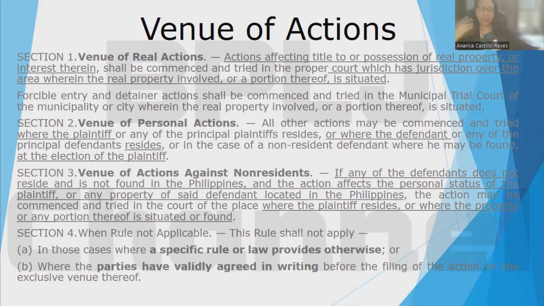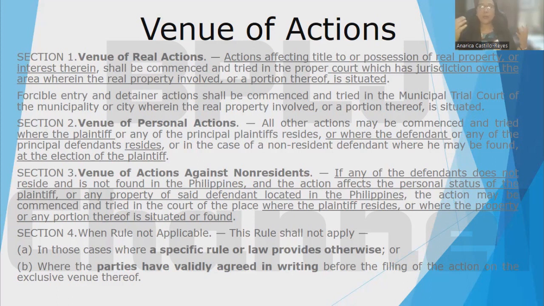However, can the parties, for example, stipulate that the venue of the action will be in Makati City or in the city of Manila? The answer is yes, if there is an exclusive stipulation on venue. Under Section 4, the foregoing rules are not applicable in the following cases: if there is a specific rule or law providing otherwise, and when the parties have validly agreed in writing before the filing of the action on the exclusive venue thereof.